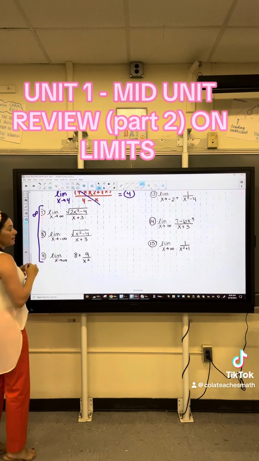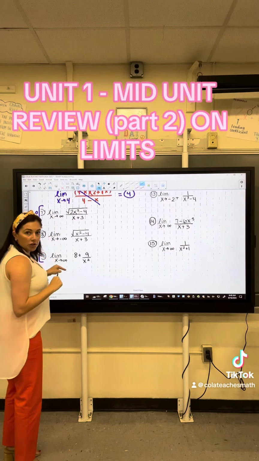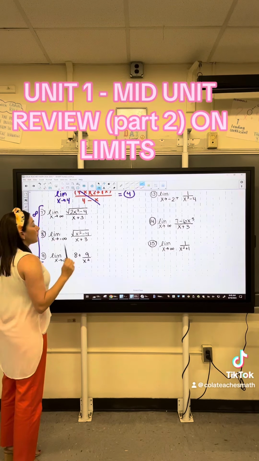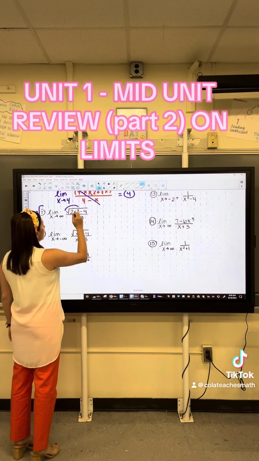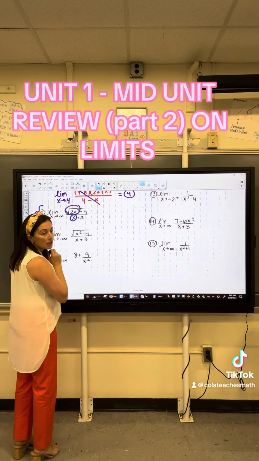So these are infinity limits. So step 1, we're approaching infinity or negative infinity. You circle the highest powers on top and bottom. That is always my technique.